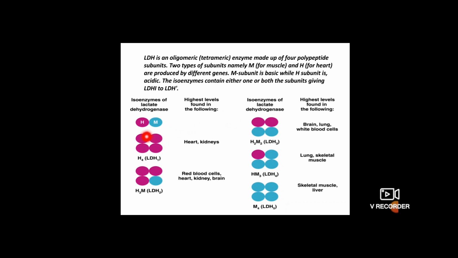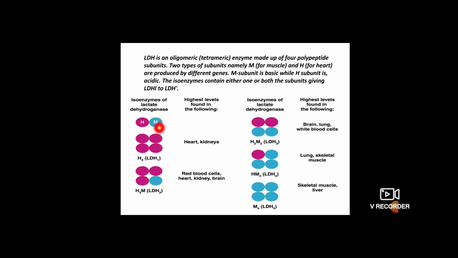You can see that, as I told you, what is LDH? LDH is an oligomeric enzyme. Oligomeric means having more than 3 or 4 subunits. It is an enzyme made up of 4 polypeptides. Polypeptides, you know, are chains having many units.